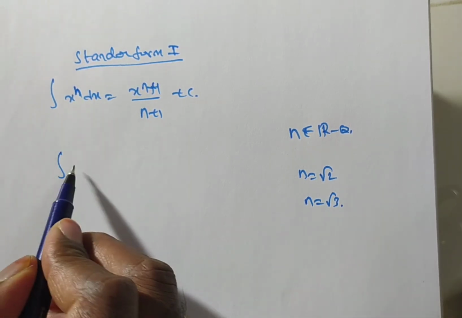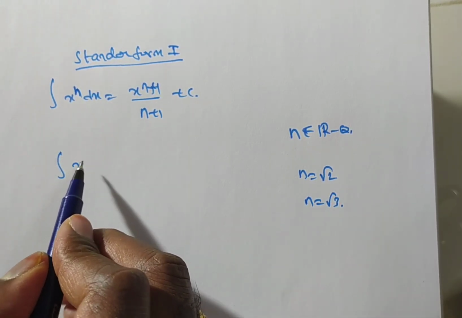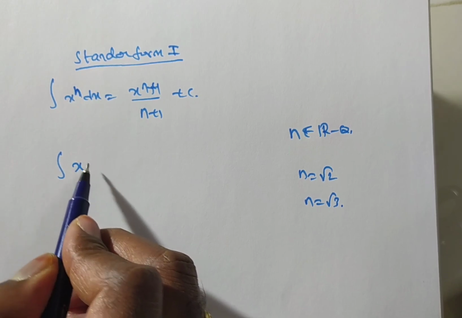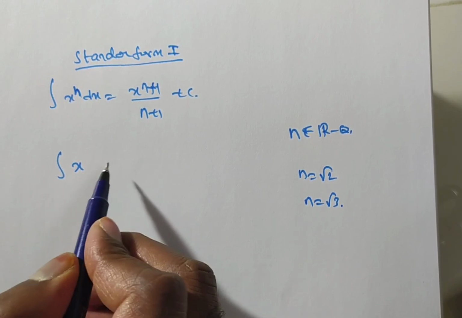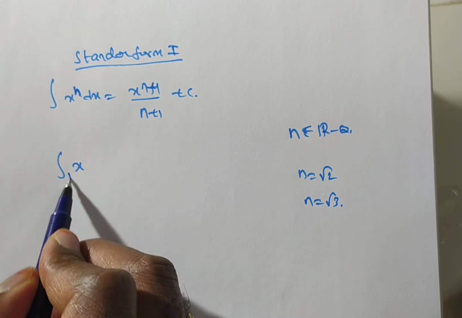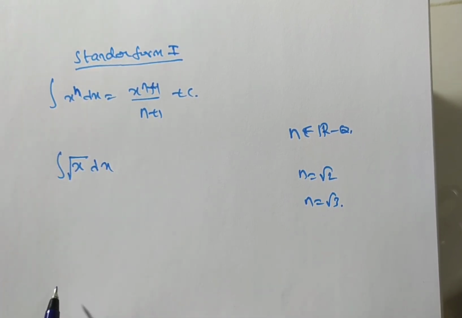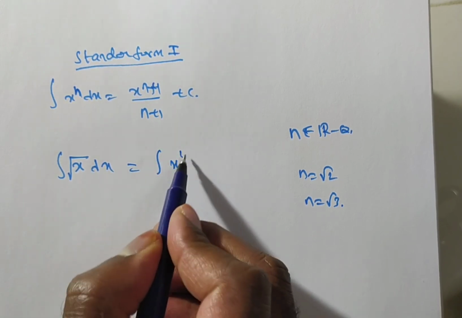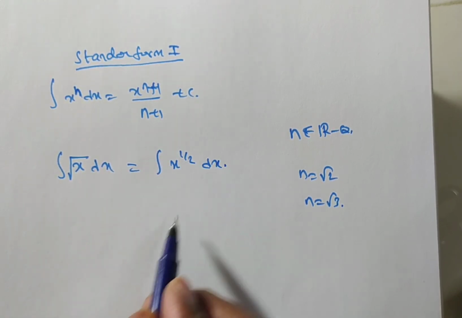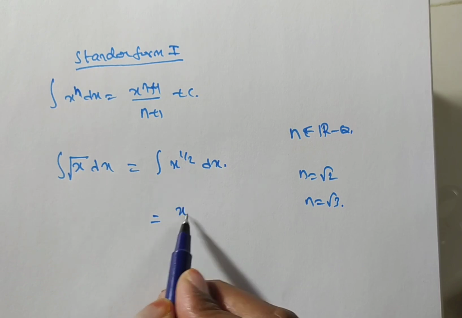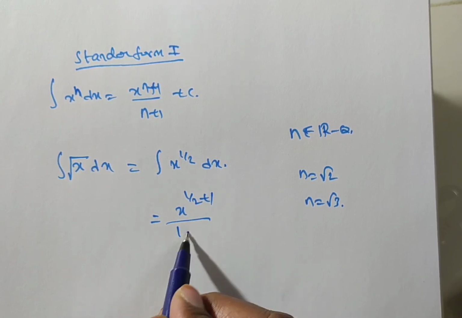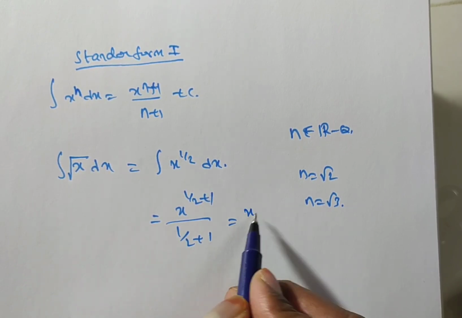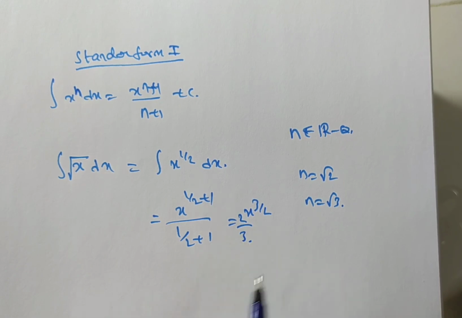So you see, the integral of x power root 2. If they are given root 2 minus 1, you will have... Anyway, let me do it like this: integral of root x. Root x dx, you can convert this as x to the power of 1/2 dx. The integration of x power 1/2 is x power 1/2 plus 1, divided by 1/2 plus 1. That is x power 3/2 times 2/3.